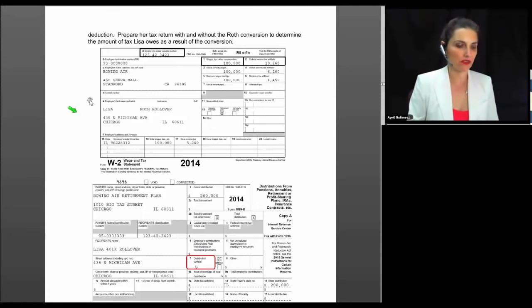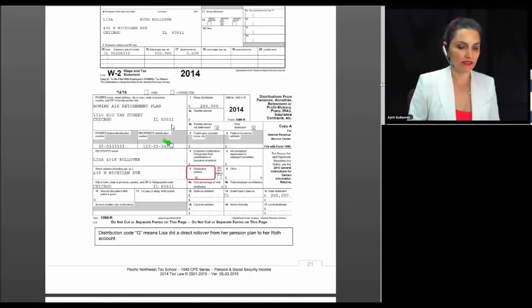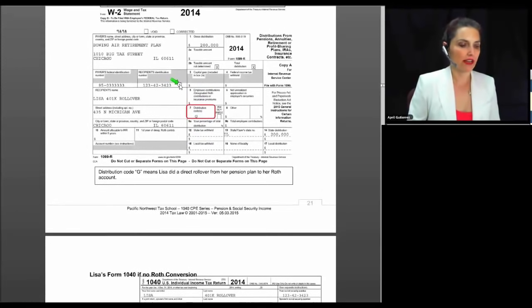So first thing we have is a W-2 showing $100,000 of income, $19,000 of federal tax, and $5,200 of Illinois tax. Moving on, she also has a 1099-R. It shows a gross distribution of $200,000, a distribution code of G because it was a rollover into a Roth, and it's a total distribution of that 401k plan with a taxable amount not determined, but because it's from an employer plan, you can pretty much assume her cost is zero.